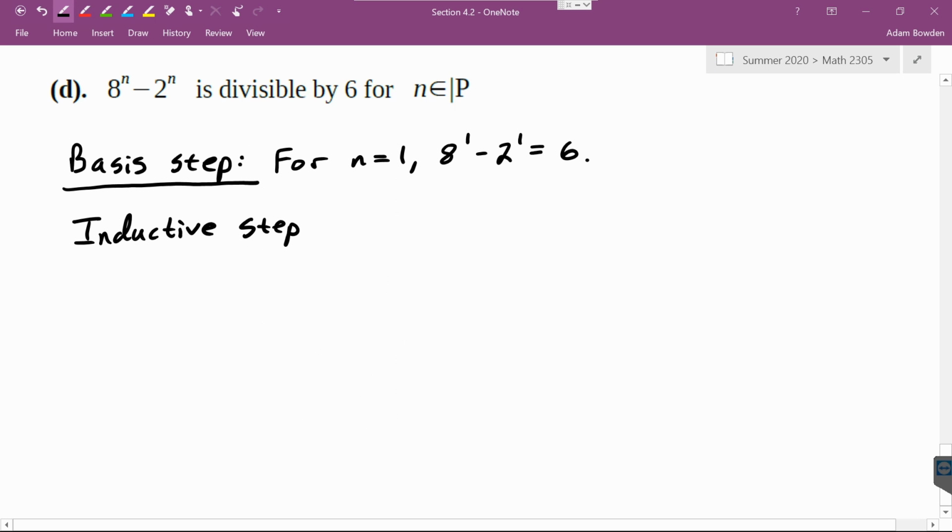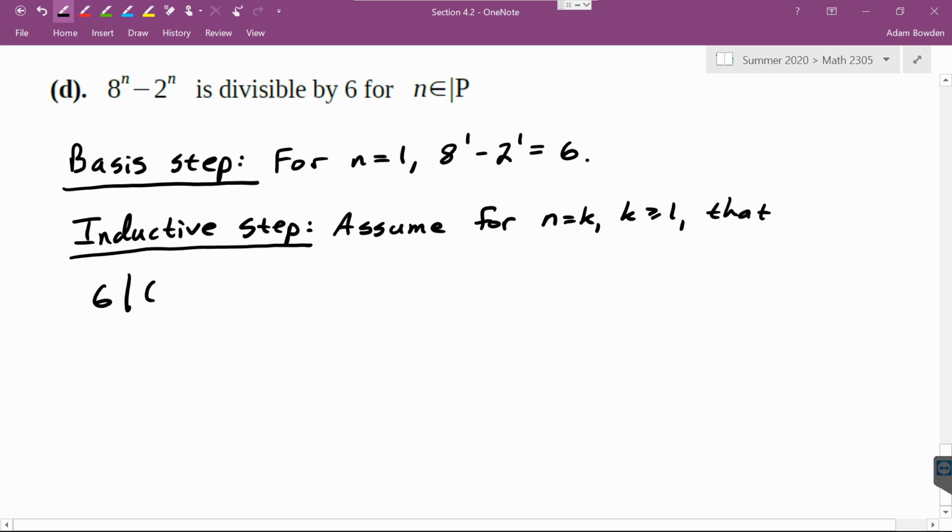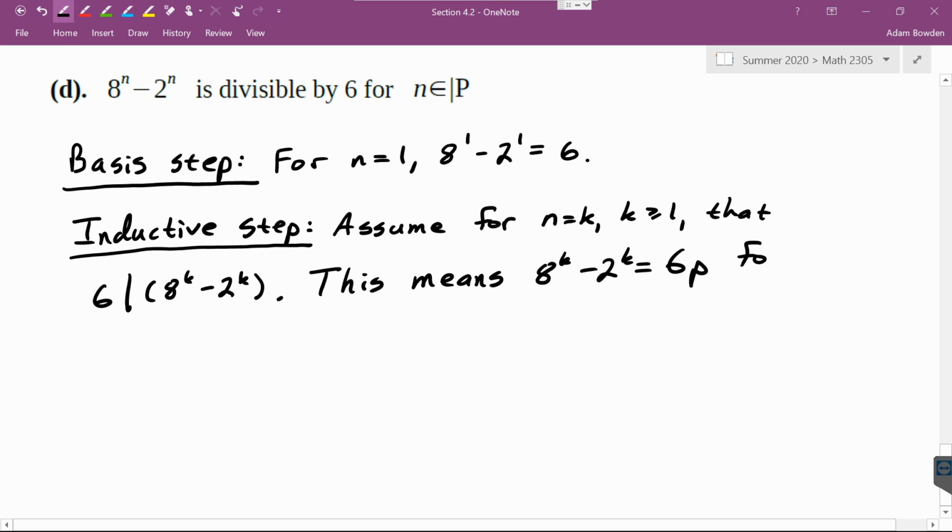And then for the inductive step, what we'll do is assume for n equal to k greater than or equal to 1, that 6 divides 8 to the k minus 2 to the k. So this also can be said as meaning that 8 to the k minus 2 to the k equals 6p for some integer, or in this case just natural number p. Our next step is to prove that this is true for k plus 1.